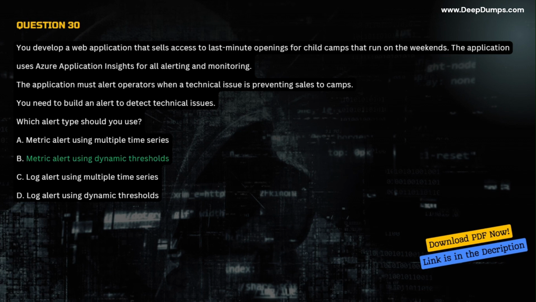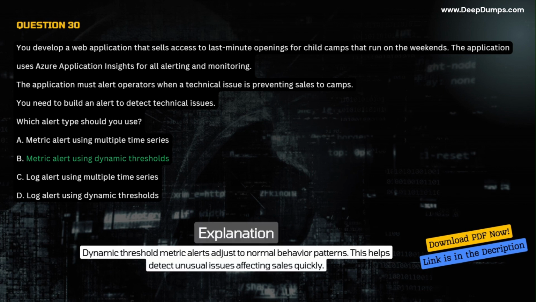Correct answer B. Metric alert using dynamic thresholds. Explanation. Dynamic threshold metric alerts adjust to normal behavior patterns. This helps detect unusual issues affecting sales quickly.